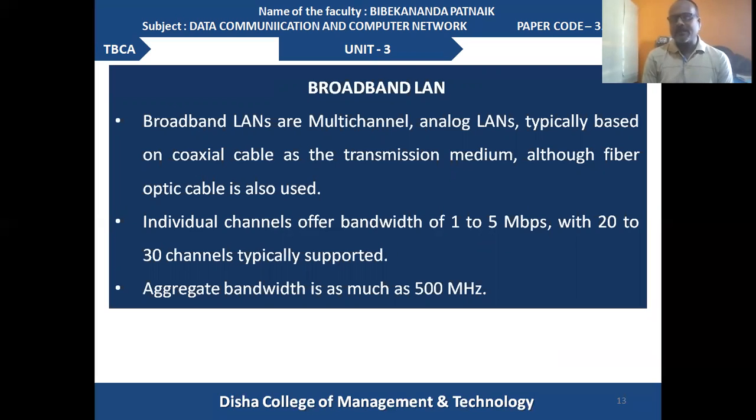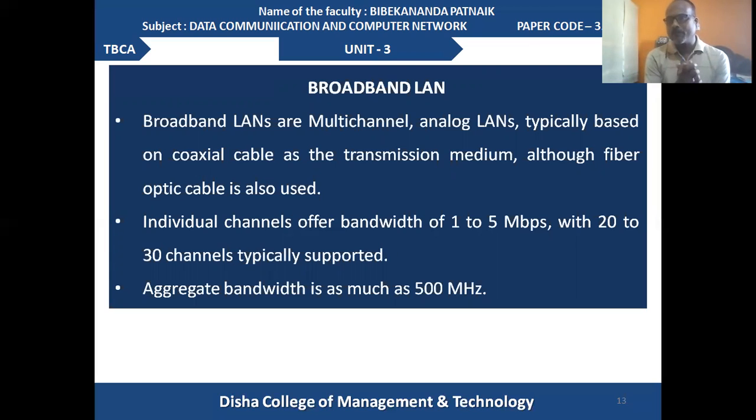It is basically a multi-channel analog LAN, typically based on coaxial cable as the transmission medium, although it can also be implemented with fiber optic cable. Generally, a local area network using the broadband communication medium is multi-channel. More than one channel can be transmitted over a particular medium, and it is widely implemented with coaxial cable, and sometimes optical fiber cable may also be used.